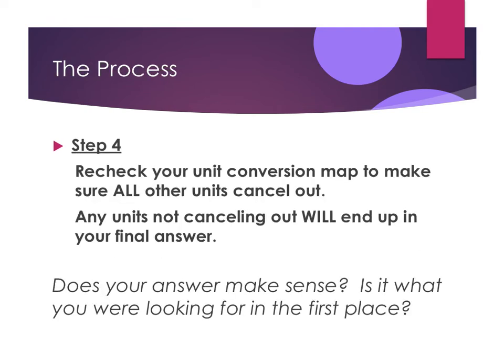And just like with any mathematical process, the last step is to recheck. You want to go through your conversion map and make sure that all the units that you want to cancel do cancel, and the thing that you want as your final answer is not canceled out. Does your answer make sense? Is it what you were looking for in the first place?